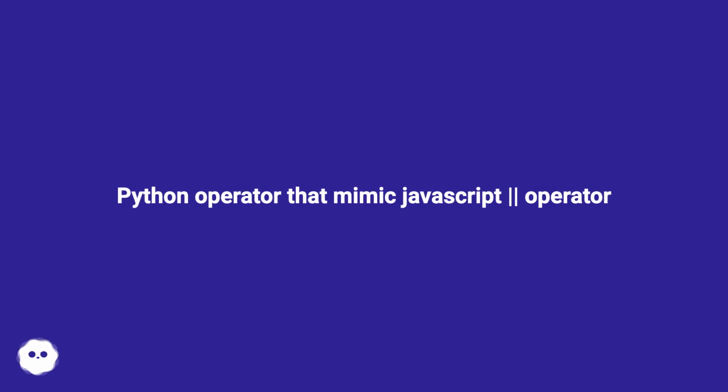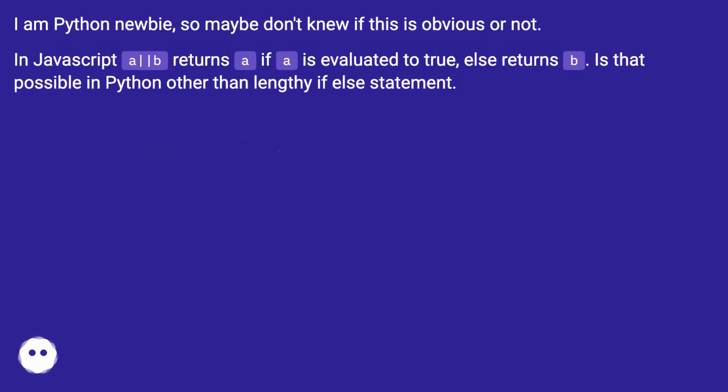Python operator that mimics the JavaScript || operator. I am a Python newbie, so maybe I don't know if this is obvious or not. In JavaScript, A || B returns A if A is evaluated to true, else returns B. Is that possible in Python other than a lengthy if-else statement?